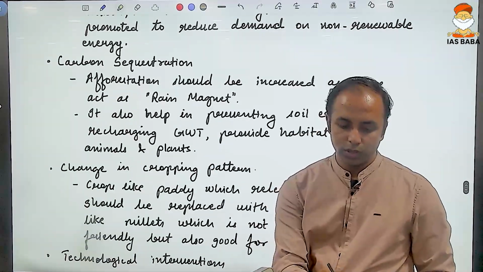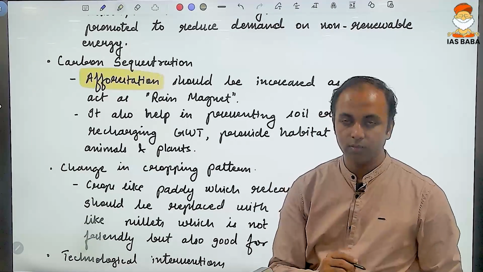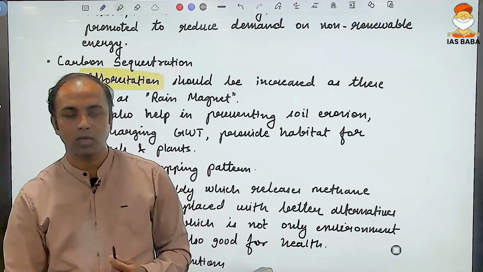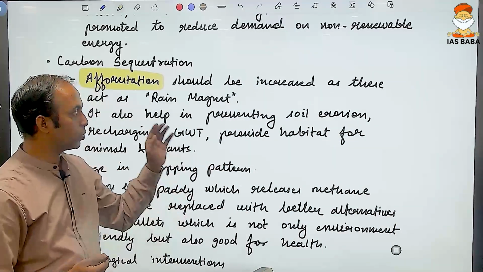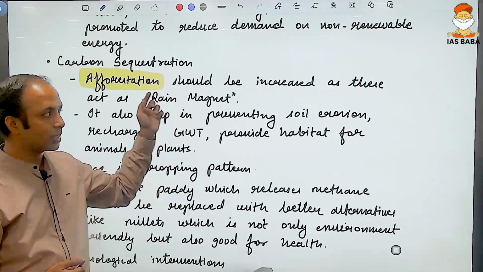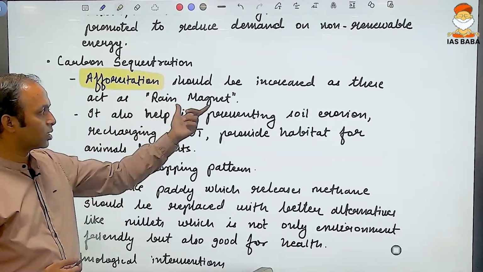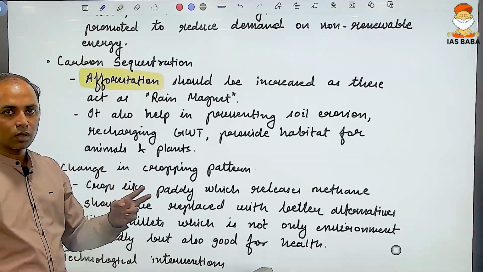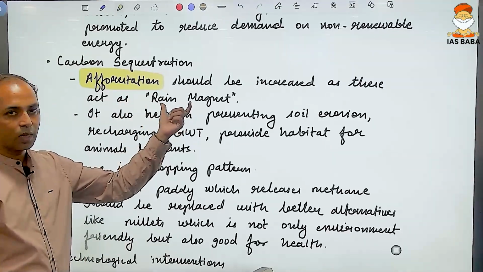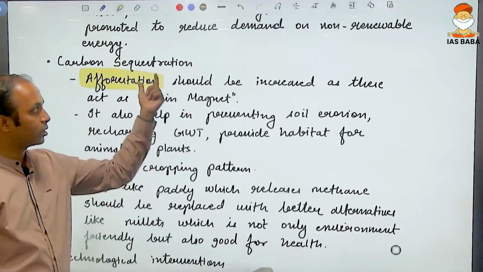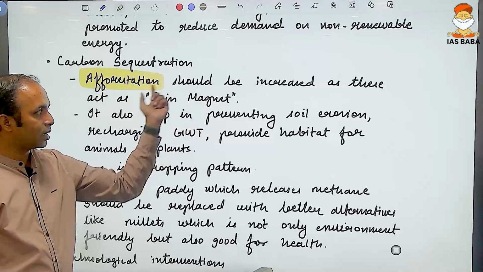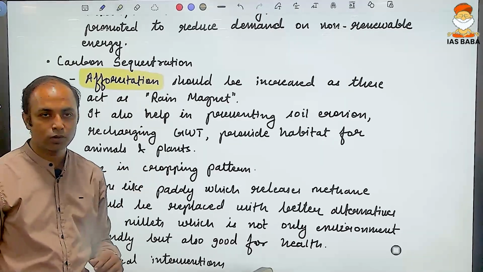Carbon sequestration, that is afforestation, that is storing the carbon from the atmosphere through the process of photosynthesis. This can be done with the help of forest because forest acts as a rain magnet. So dual problem can be resolved here also. Afforestation will help in reducing the carbon from the atmosphere. Also, it will act as a rain magnet. So it can have two solutions.